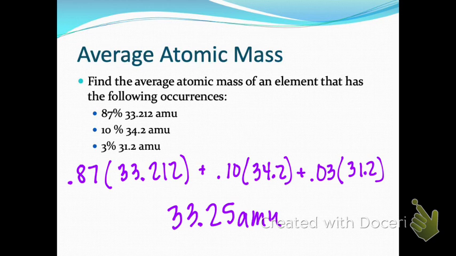But I got 33.25. What does AMU stand for? Atomic mass unit. That's the unit that goes with it. That's saying we've got so many protons, so many neutrons added up. And this is the number we would see on the periodic table for this particular unknown element. It's the weighted average. So that's how those numbers came about and how those numbers are decimals, not whole numbers.